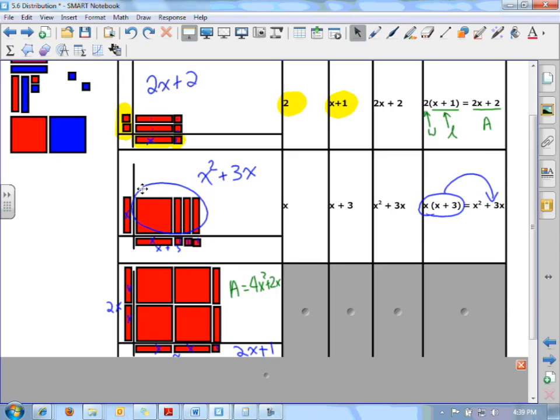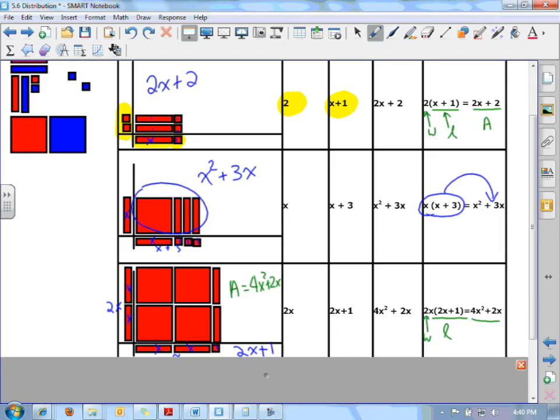So when we work this out, we know that the width is 2x, the length is 2x plus 1, the area is 4x squared plus 2x, and when we write it in equation form, the width is 2x, the length is 2x plus 1, and the area is 4x squared plus 2x. This is called expanded form.